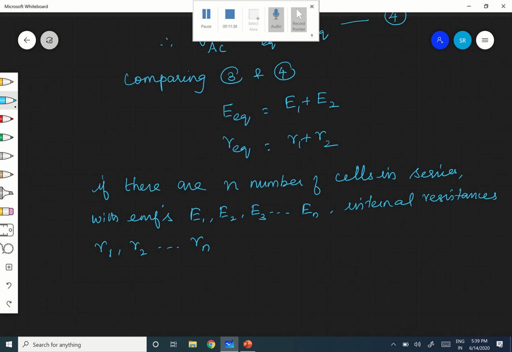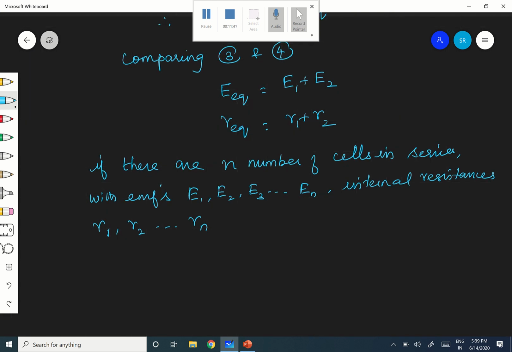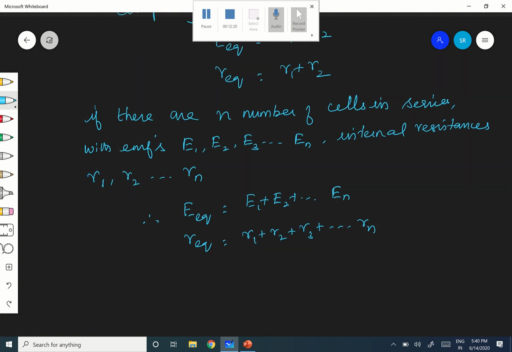Therefore, what is the equivalent EMF? It is nothing but E1 plus E2 plus etc. up to En. Very simple. Like that, what is R equivalent? When many resistances are in series, it is nothing but the sum of the individual resistances. Here also the internal resistances are in series, therefore the net equivalent internal resistance is R1 plus R2 plus R3 plus etc. up to Rn. Very, very simple. Are you following? Right. Now, one more thing here we have to consider.